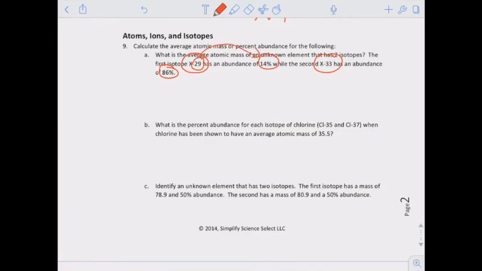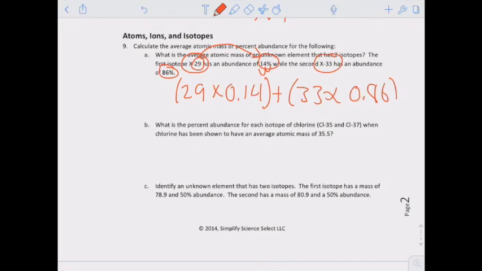So what this looks like is 29 times 14%. Now remember to move the decimal 2 places, and we get 0.14. Add that to 33 times, move the decimal, 0.86. We add all of those together, and we should get an average atomic mass of 32.44.